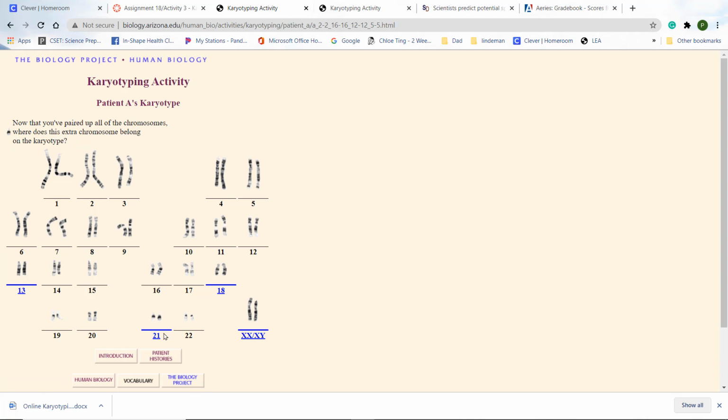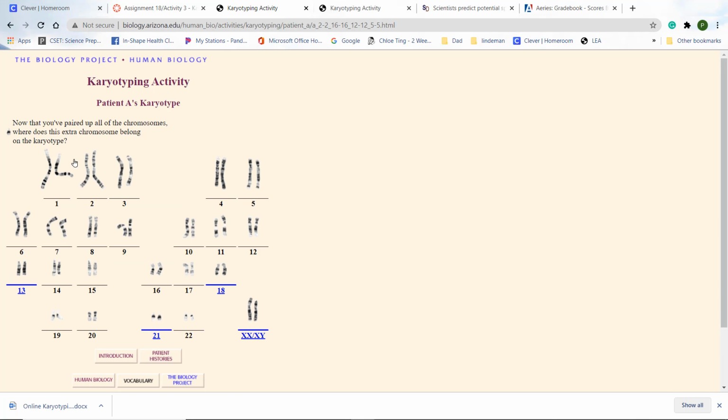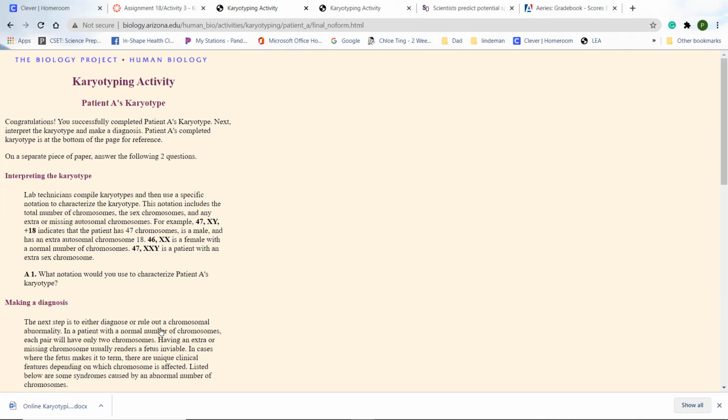13, 18, or 21. If you click on this one, this unknown is much shorter in length than chromosome 13 in the banding patterns and centromeres. So we know it can't be 13 because it's too small. So let's try again. It's probably not going to be that, so let's try this one. And there we go. Now you have it figured out, and you go ahead and interpret.